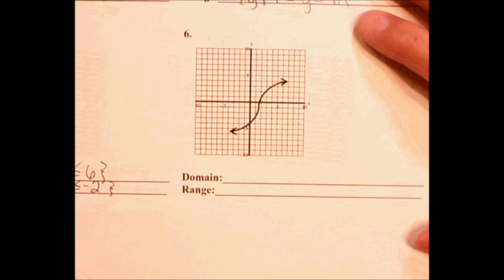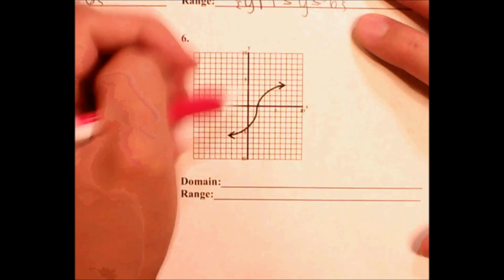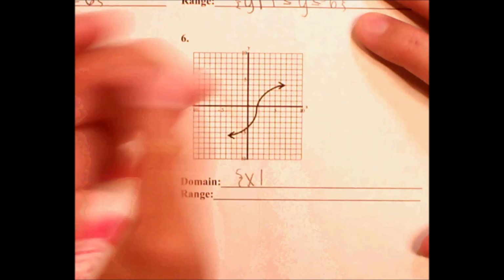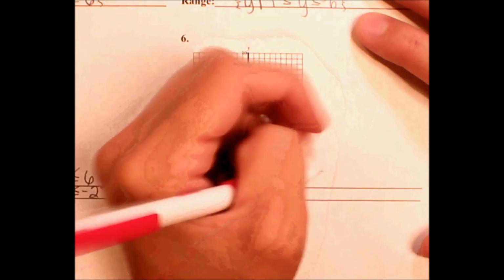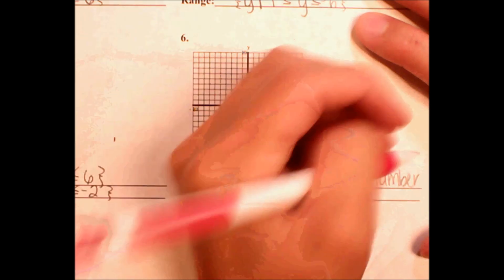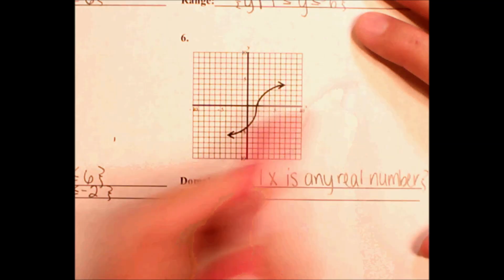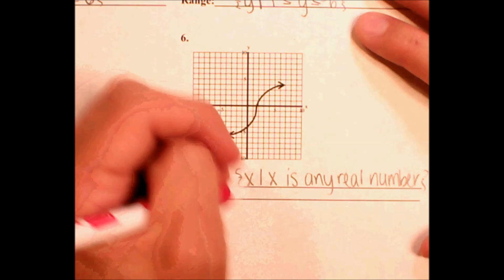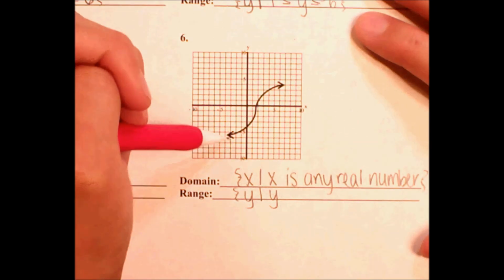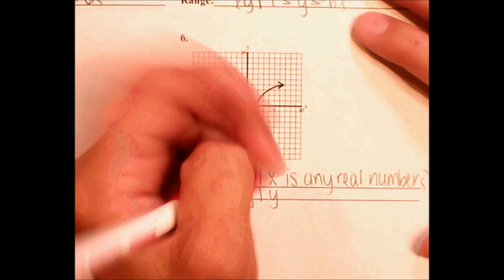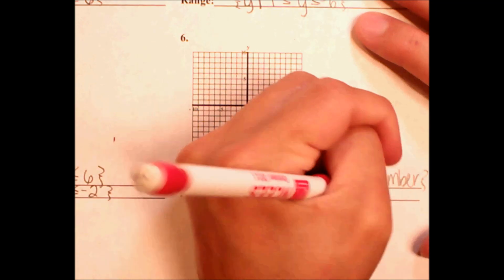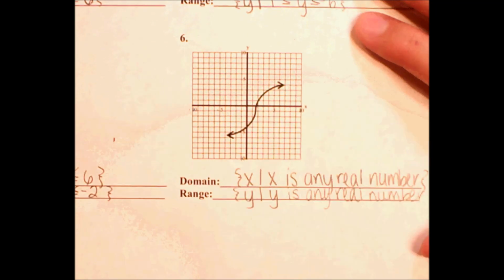And number 6. Again, we have the arrows, so that means it can be any real number. So the domain is x such that x is any real number. So again, that's whenever you have the arrow to identify that it can be any real number. And the range, y such that y, it's got an arrow and an arrow, so that means it's not stopping, so is any real number. Close the bracket.